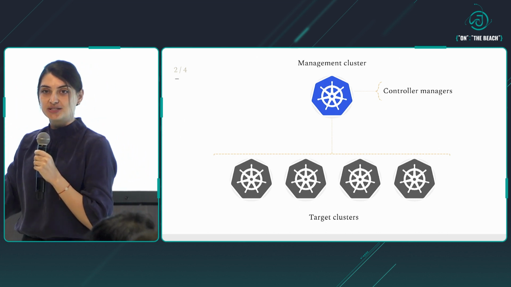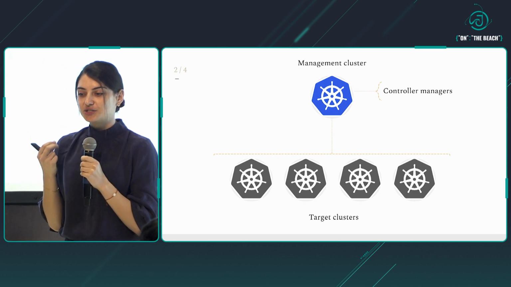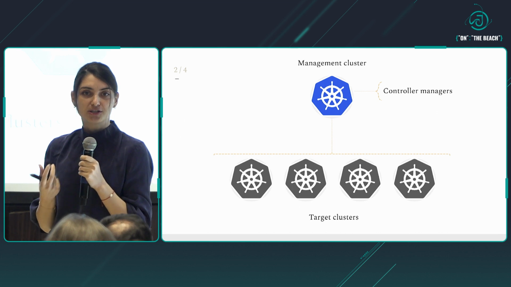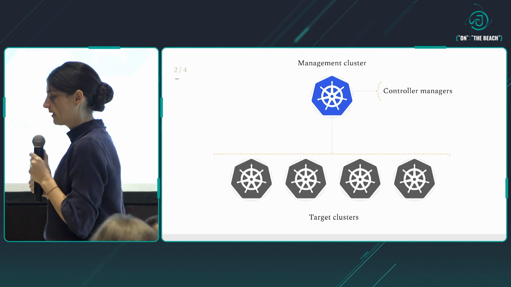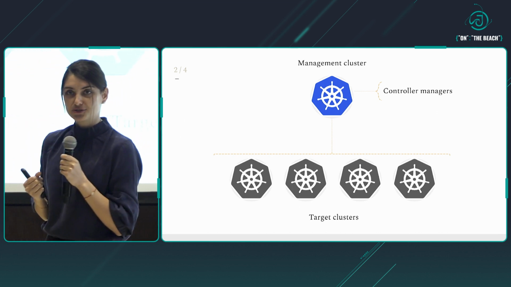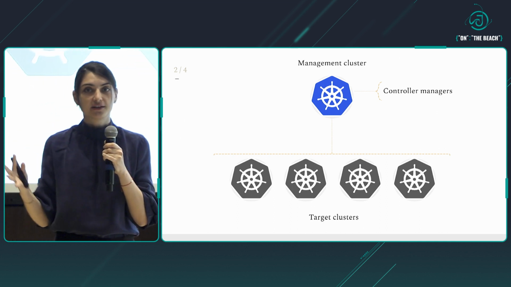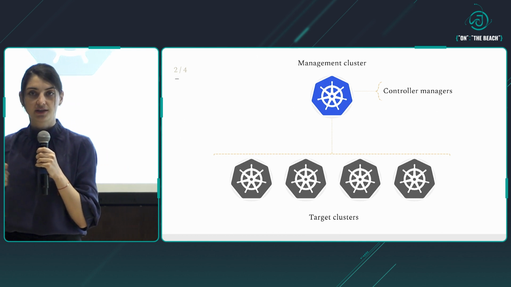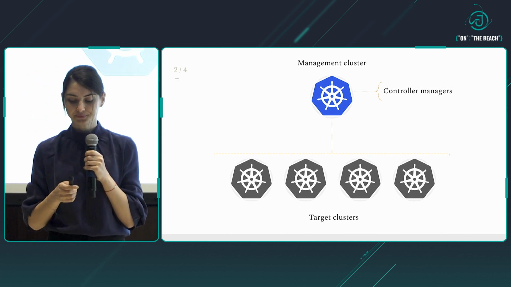Now, for testing purposes, if you want to trial Cluster API, it is recommended to create this management cluster using Kind, which is pretty much a Dockerized version of Kubernetes. If you want to use Cluster API in production, then it's recommended to use a fully fledged cluster. And this is because it comes with a more sophisticated rollout strategy and recovery strategy.